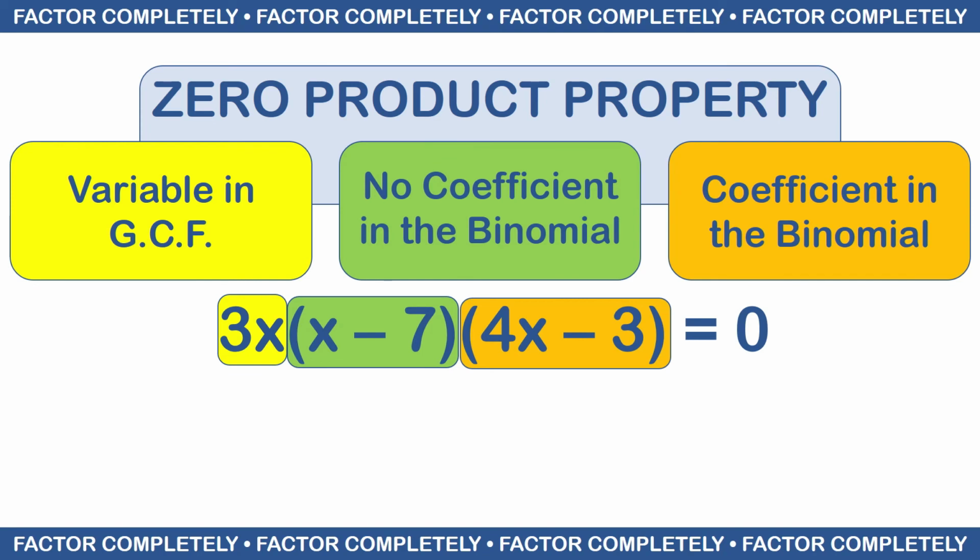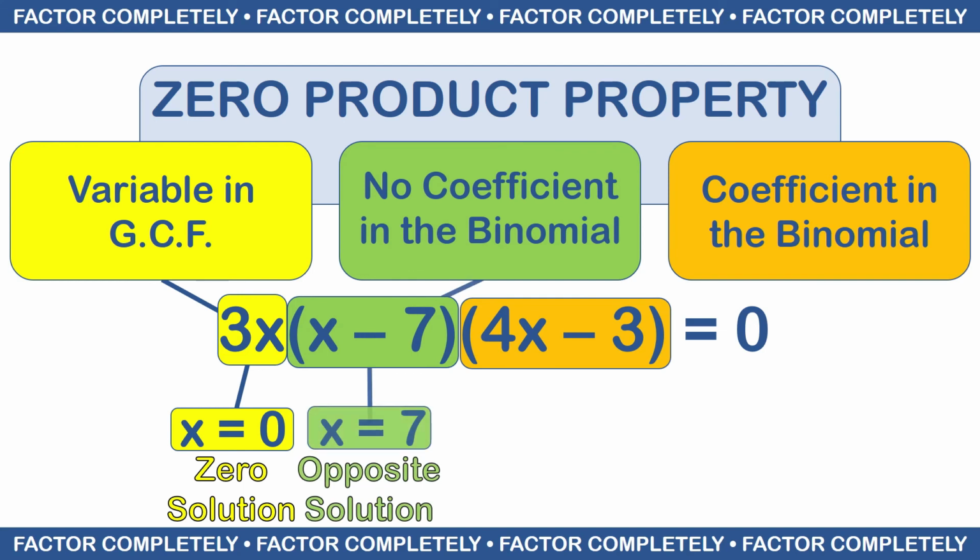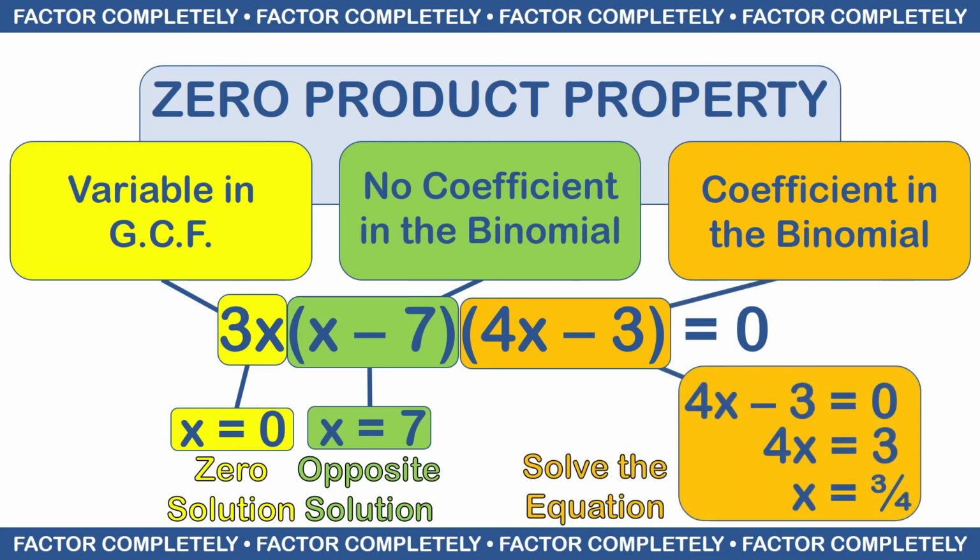So anytime there is a variable in the greatest common factor, then you will have one solution that will be a 0. If you do not have a coefficient in front of your x other than 1, then your solution will be an opposite, the opposite of the number that's in that parentheses. And finally, if you do have a coefficient, then you will need to solve the equation where you take the 2 terms inside the parentheses, set them equal to 0, and solve that equation using algebra.